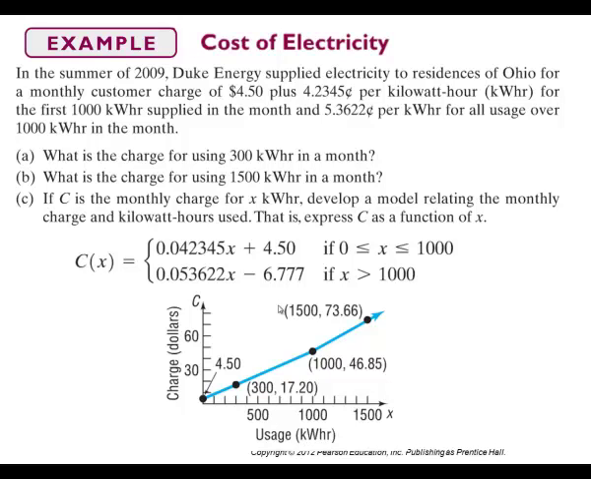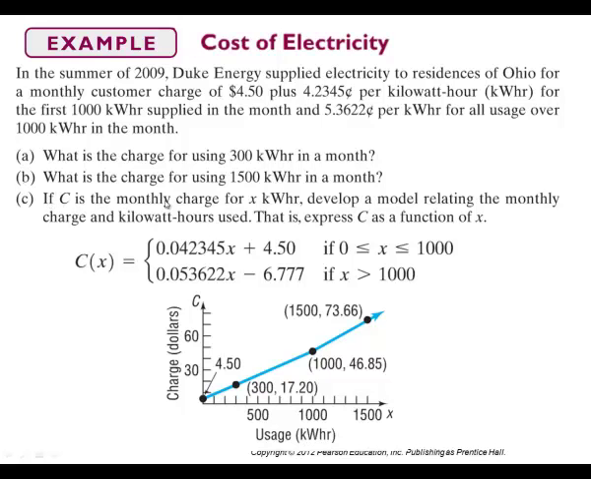Alright, let's see how you did. We got 0.053622 times 1500 minus 6.77, and we get 73.663. So here we go, we have 1500 and that's 73.66. Okay, that's pretty close to what we had, rounded off. And so that's part B.